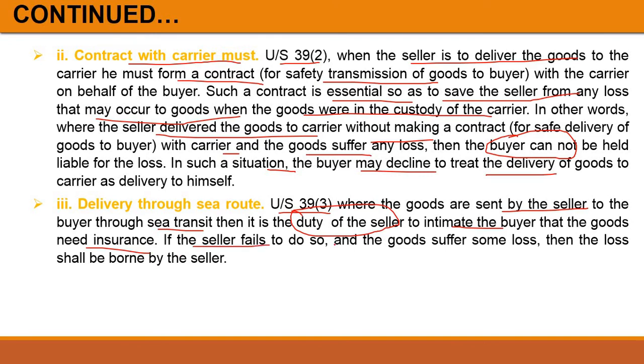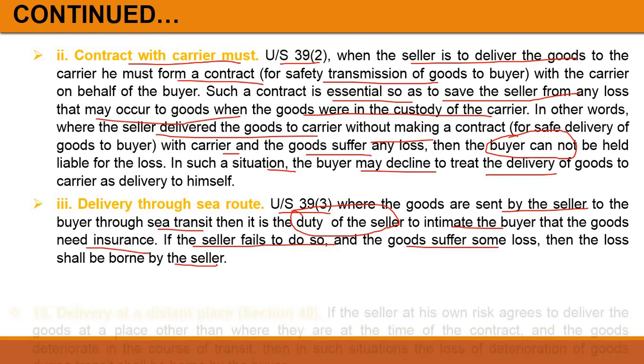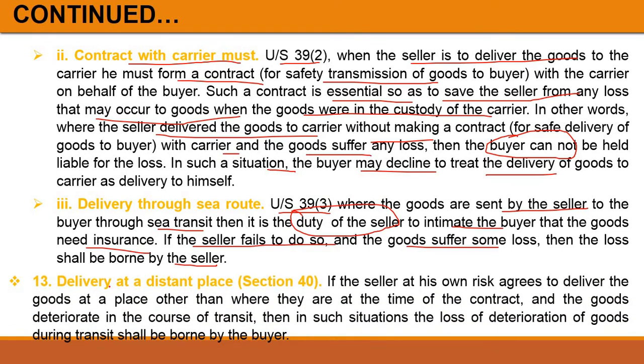So if the seller fails to do so and the goods suffer any loss, then of course the entire loss will belong to the seller. Next is delivery at a distant place, Section 40. Now if the seller, at his own risk, agrees to deliver the goods at a place other than where they are at the time of contract, and the goods deteriorate in the course of transit, then in such situations, the loss of deterioration during the transit will be borne by the buyer. So this is the rule under section 40.